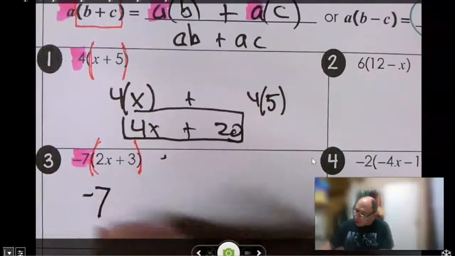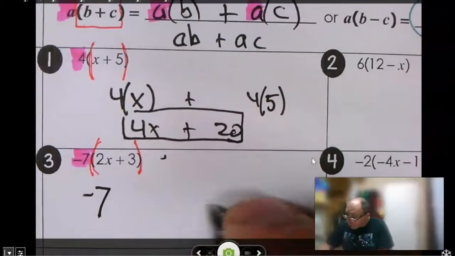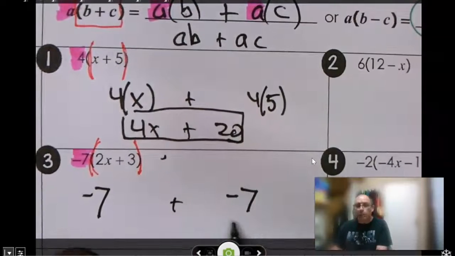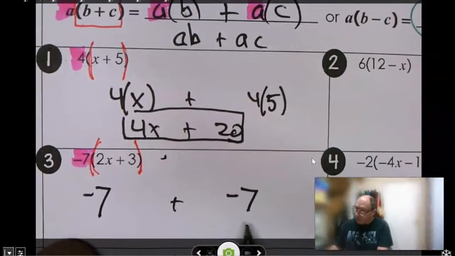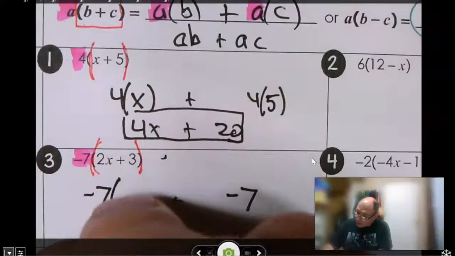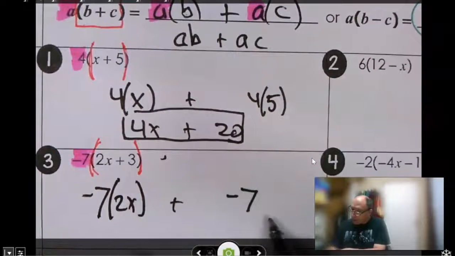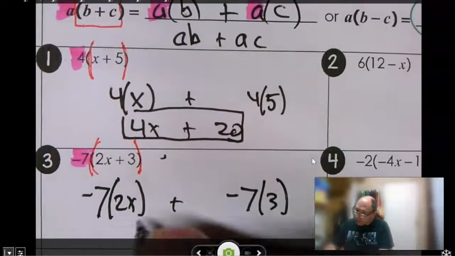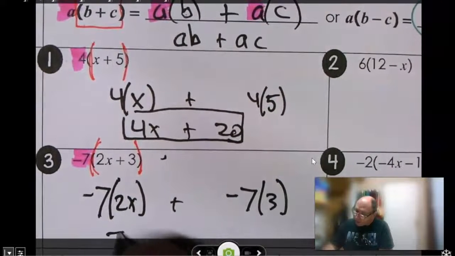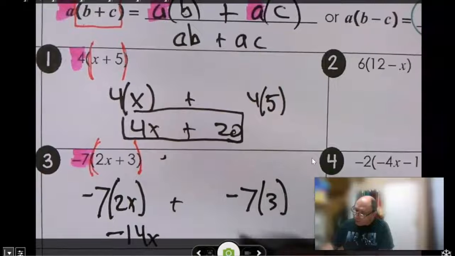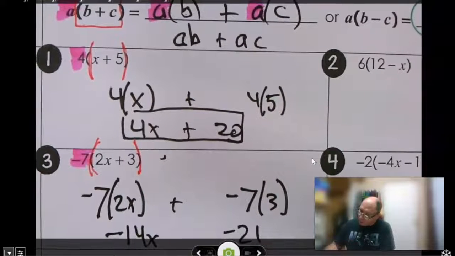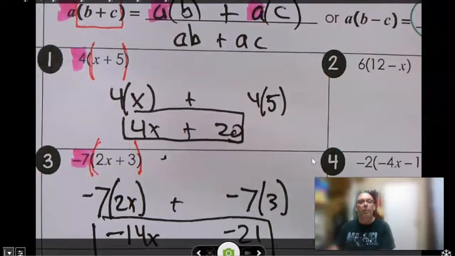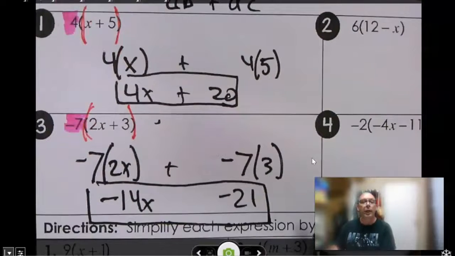Let's go to this next one down here. Negative 7 is the term I'm distributing, or the so-called frosting, and I'm doing it to that term and to this term, frosting everything in the oven. The cake is my 2x, and the muffin is my 3. When I multiply those, this becomes negative 14x, and this becomes negative 21. So my answer is negative 14x minus 21. Got a little tight on you, didn't I?